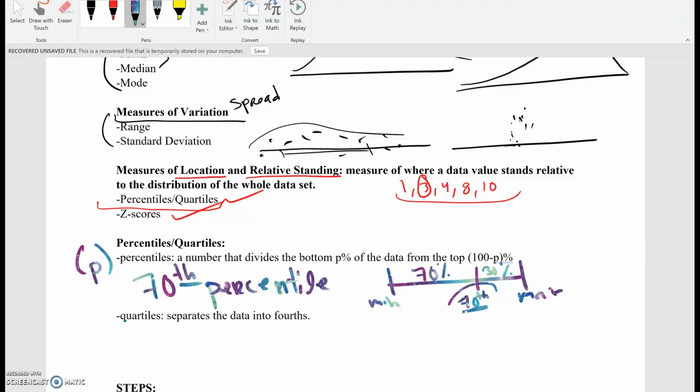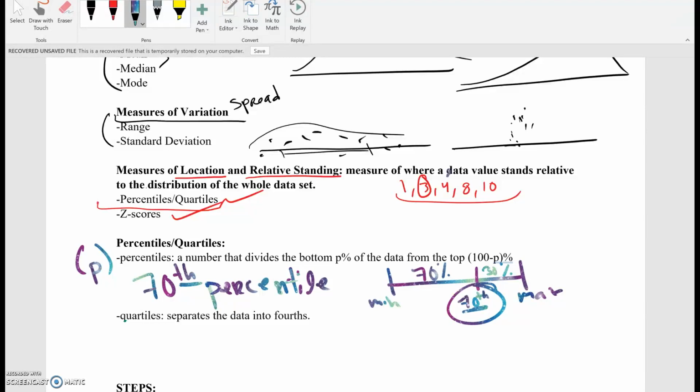So that's basically what a percentile is. A percentile just breaks up the bottom part of the data from the top part of the data. Now, bottom half and top half, that was the median. This is just the 70th percentile. We're separating 70% below, 30% above. That's basically all it is.